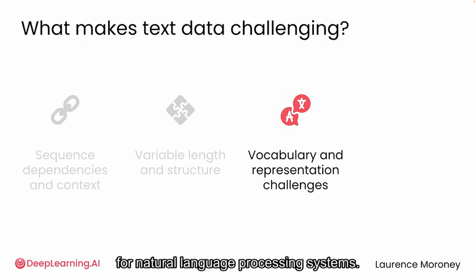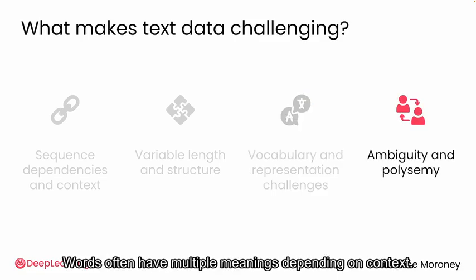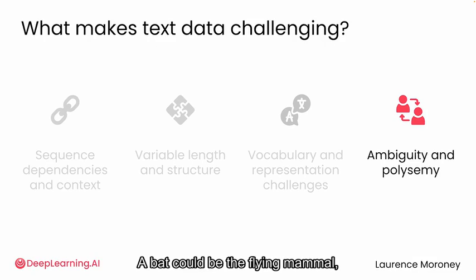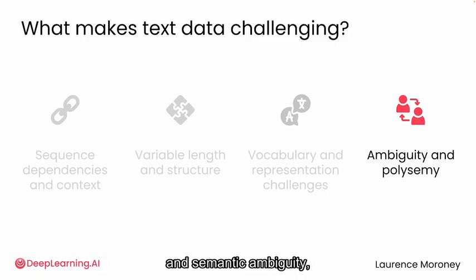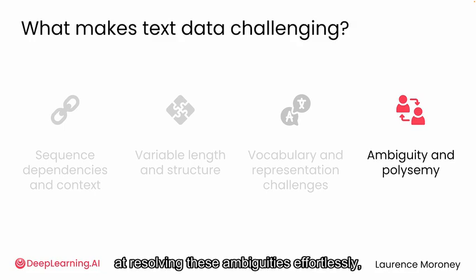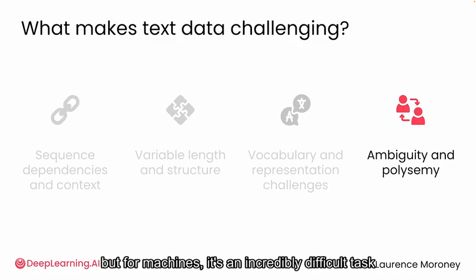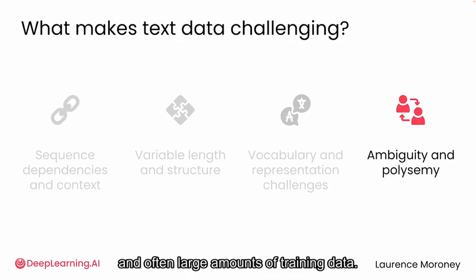Finally, ambiguity and polysemy. Words often have multiple meanings depending on context. A bat could be the flying mammal, a piece of sports equipment, or even a verb meaning to hit something. On top of lexical ambiguity, there's also syntactic ambiguity, sentences that can be structured in multiple valid ways, and semantic ambiguity, where the overall meaning of a sentence depends on outside knowledge or context. Humans are really good at resolving these ambiguities effortlessly, but for machines, it's an incredibly difficult task that requires sophisticated language models and often large amounts of training data.